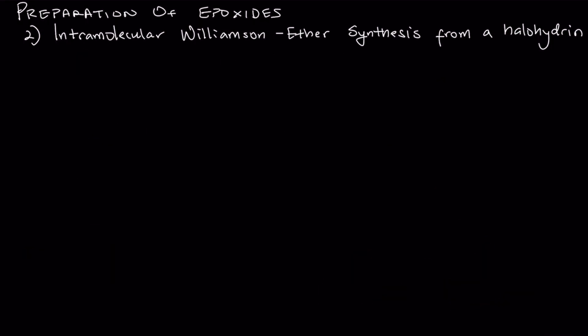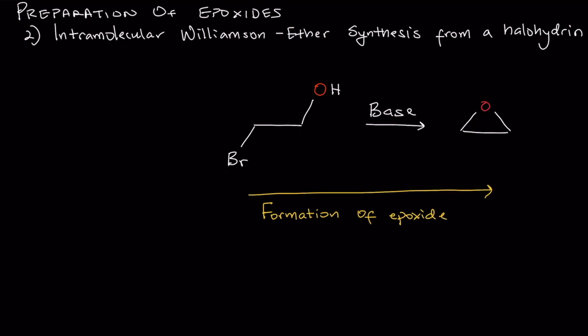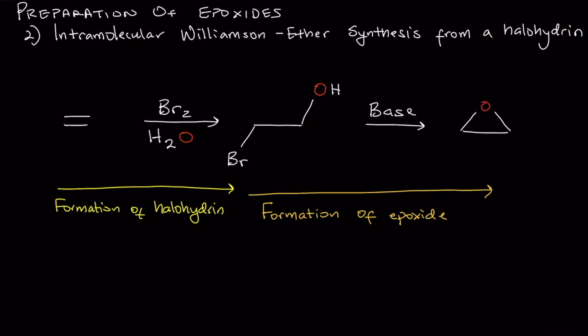Okay, and secondly, you can also form an epoxide from a halohydrin. And we established that we simply need to take a halohydrin, treat it with a base, and you should get your epoxide. However, your halohydrin can also be synthesized from the reaction of an alkene in the presence of Br2 in water. And so your synthesis is typically actually in two steps. First of all, we form the halohydrin from an alkene, and then we form the epoxide from the halohydrin in our intramolecular Williamson ether synthesis.